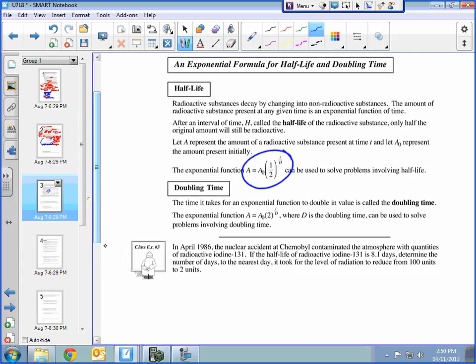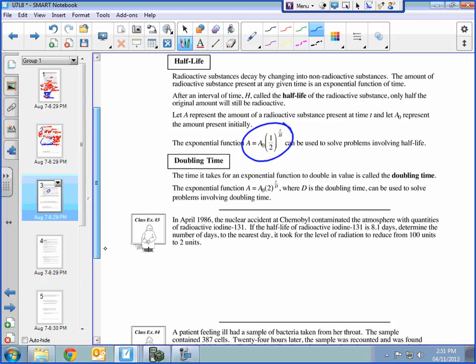It's exactly the same as what we've been working with. Now you just have a fraction as an exponent. For doubling time, your A is whatever happens after. Your A naught is your initial. For doubling time, your base is now 2 because it's doubling. Your T is your present time. Your D is your doubling time. Okay, so we'll just do some questions there.